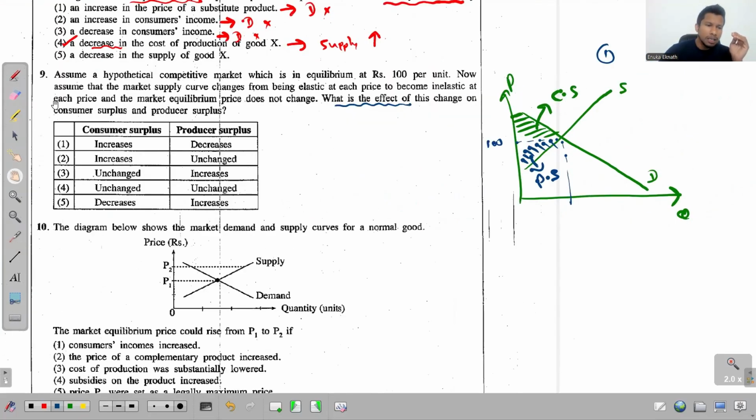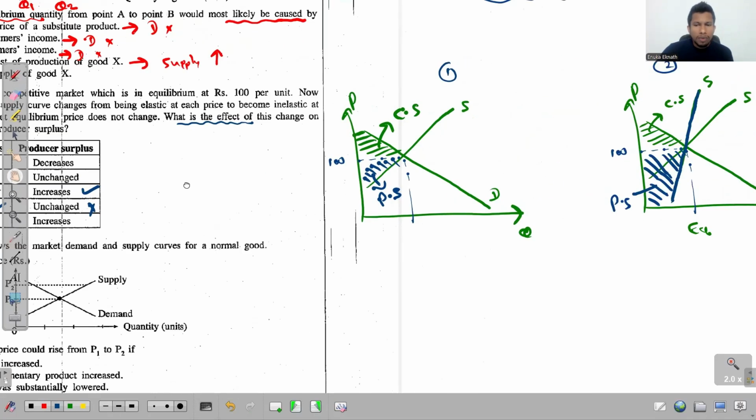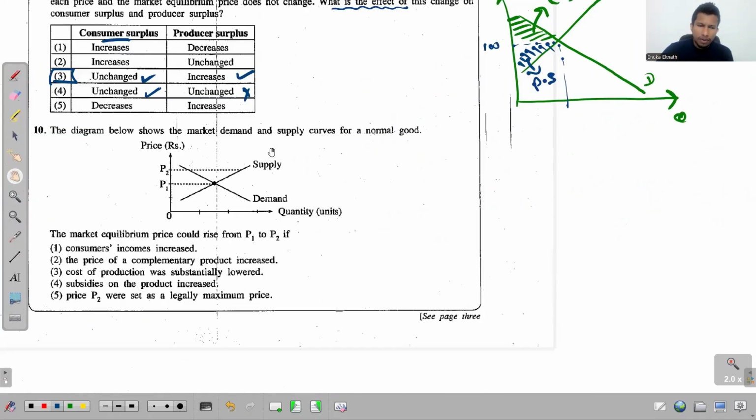So that's the answer. Nothing happens to consumer surplus. It remains unchanged, but the producer surplus should increase, so the answer for this question 9 is the third one. Hope you understand that. Very interesting, right?